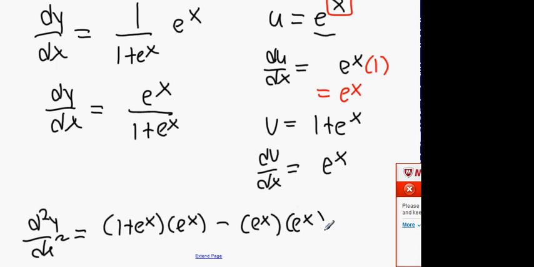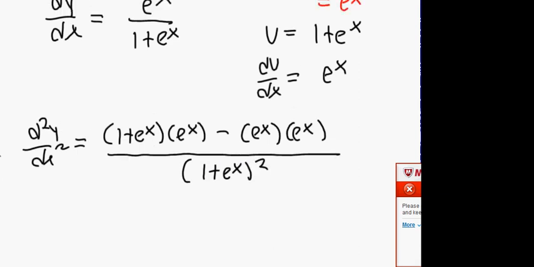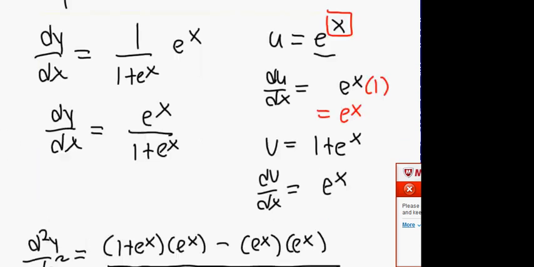Now, two ways we can go about doing this, I think. All over, 1 plus e to the x squared. Is this a proof question? Oh, I'll have to show all this. This is going to be fun.